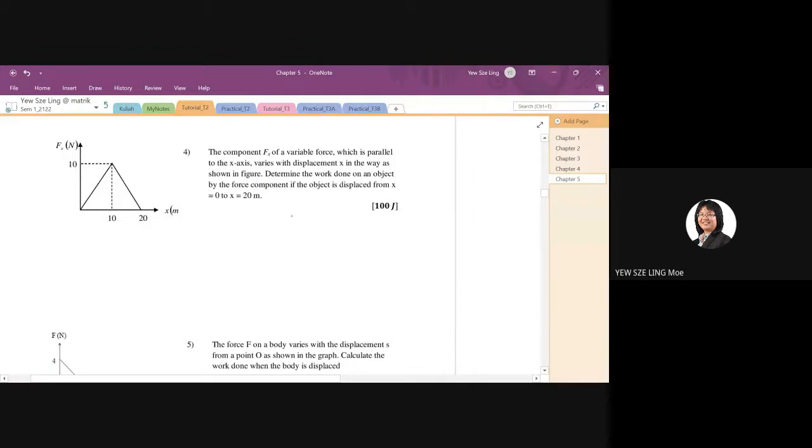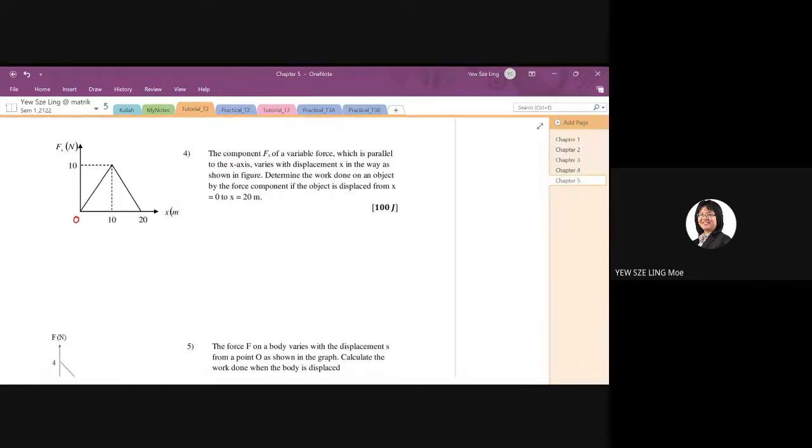So next, the component fx of a variable force which is parallel to the x-axis varies with displacement x in the way shown in the figure. Usually when it comes to graph questions, they will give you one statement to explain what is going on in the graph. Now you want to determine the work done on an object by the force component if it is moving from 0 until x equals 20. So basically the whole graph. How are you going to answer this question?